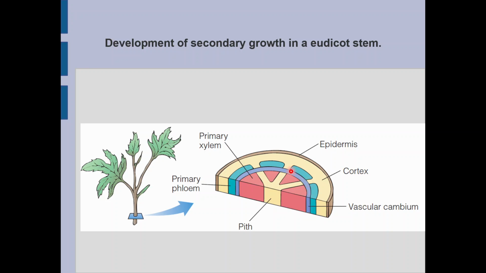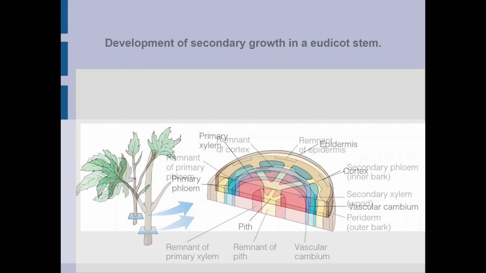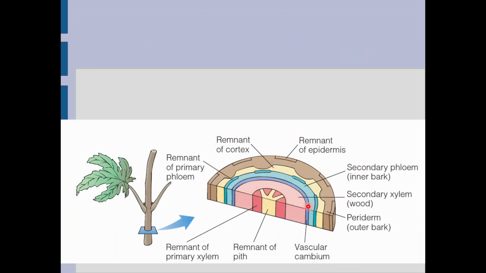So this is a blue tissue, the vascular cambium, and then it begins to divide, forming secondary xylem on the inside of the tissue, and a secondary phloem at the outside. So that gives us two additional tissues, secondary phloem and secondary xylem.